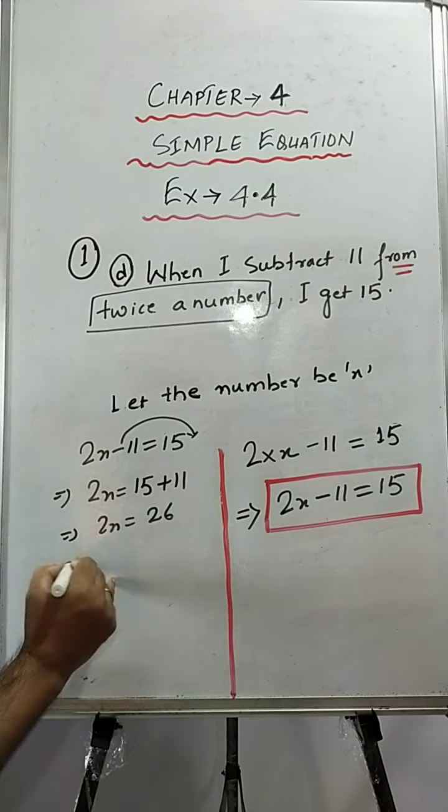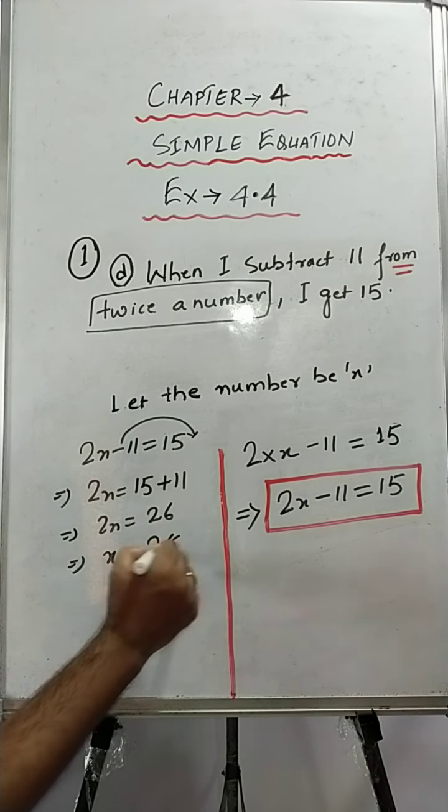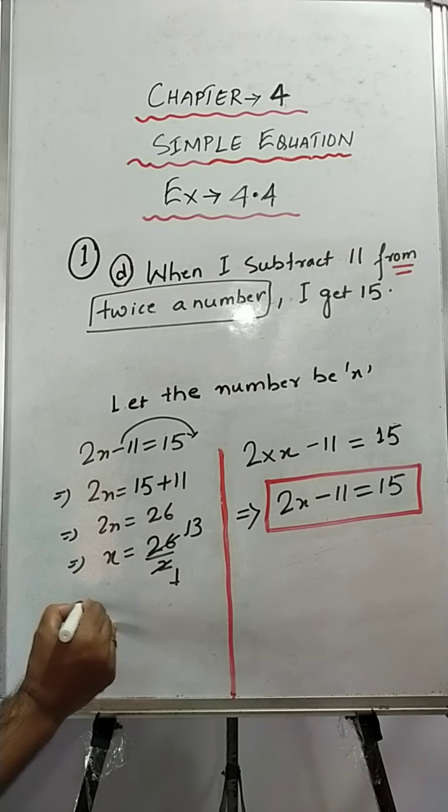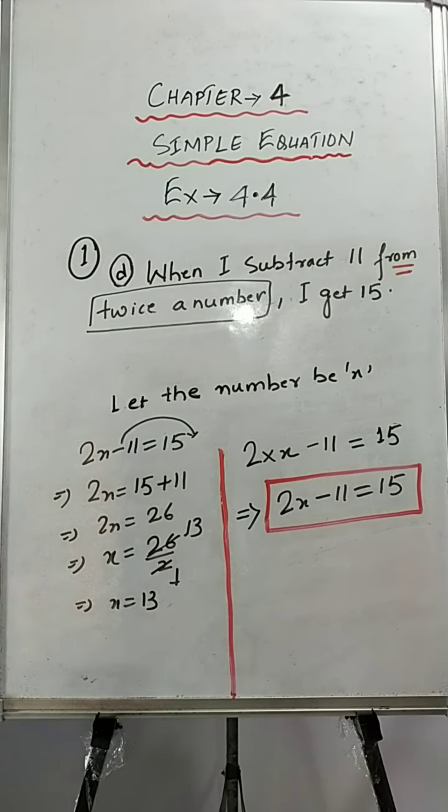Now finally we have to transpose this 2 towards right hand side. So it will look like x is equals to 26 by 2. Now reduce it. 2 ones are 2, 2 13s are 26. So your unknown required number is what? 13. Absolutely right. So this is the solution of sum number D, students.